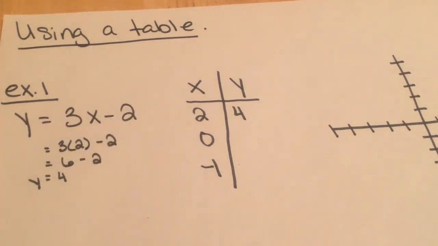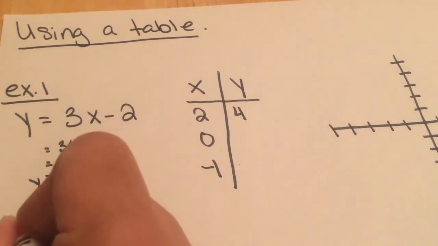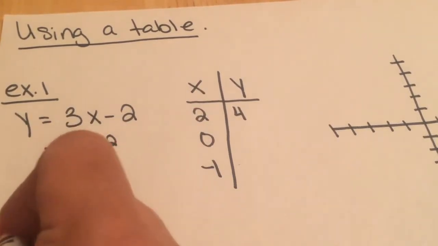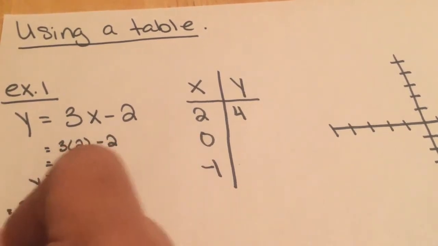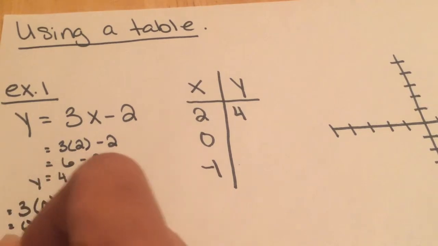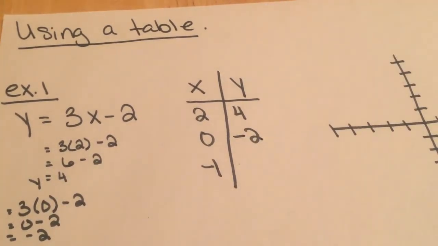The second coordinate that we need to put in is 0 for the x. To do that, I'm going to say 3 times 0 minus 2. 3 times 0 we know is 0, and 0 minus 2 is negative 2. So now I have the y coordinate for that x.